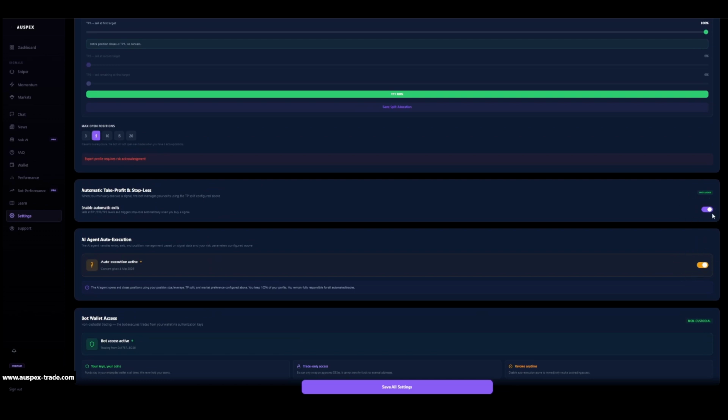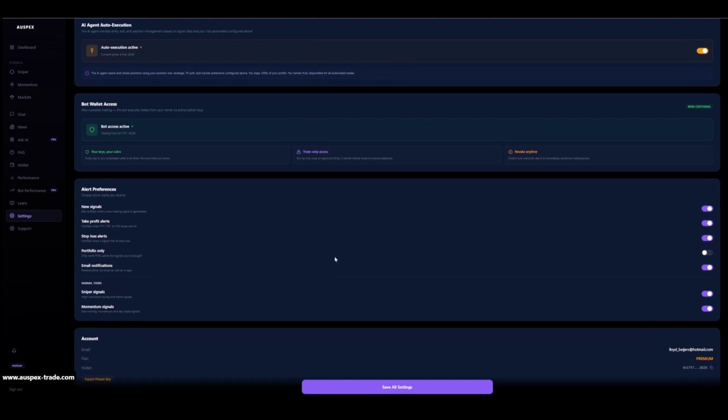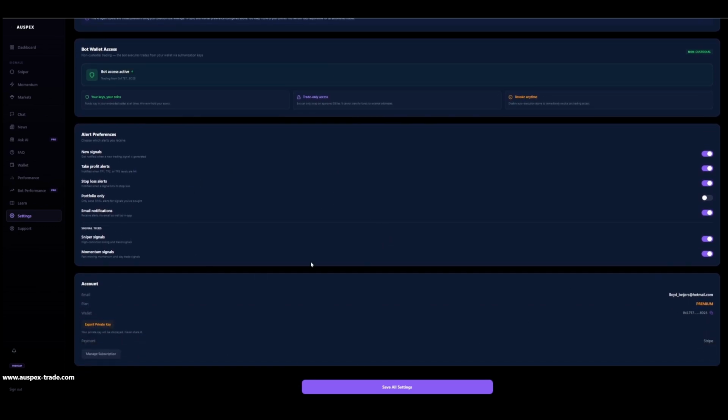That's the complete Auspex platform. Start with the dashboard, explore the signals, configure your settings, and let the AI work for you.